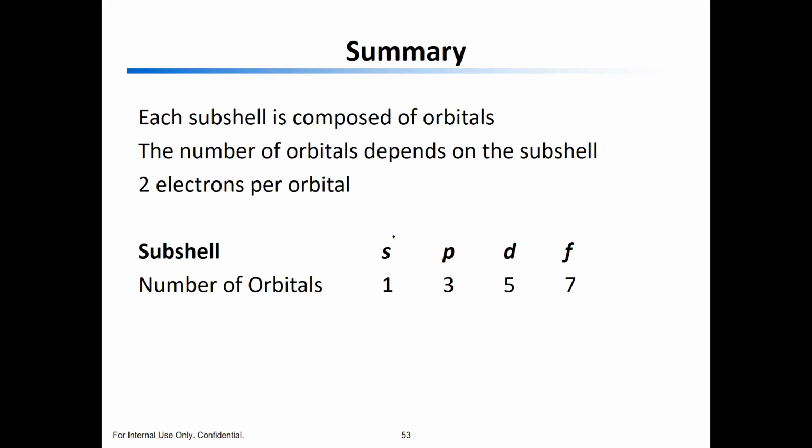Does s, p, d, f refer to the periodic table too? Yes, we're going to get there. S, how many orbitals? 1. P, 3. D, 5. F, 7. Maximum number of electrons for each subshell? 2, 6, 10, 14, right? But each orbital holds 2 maximum.